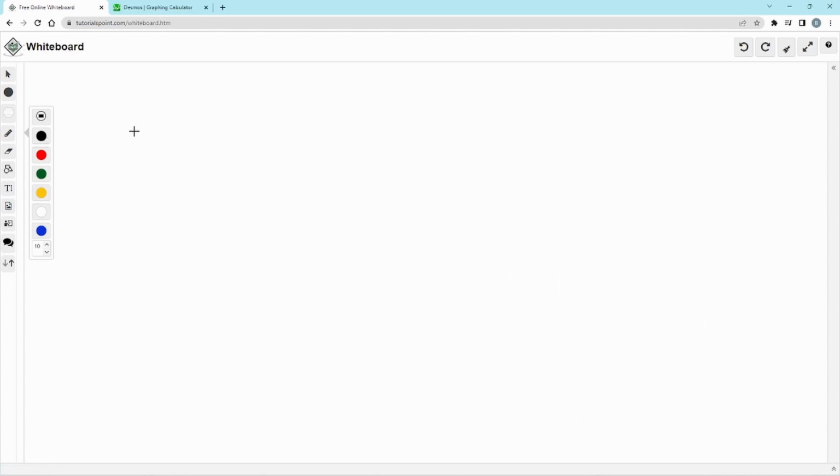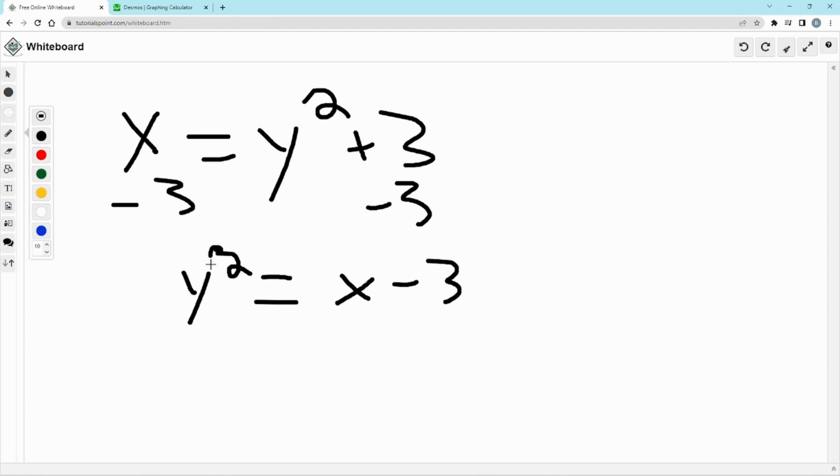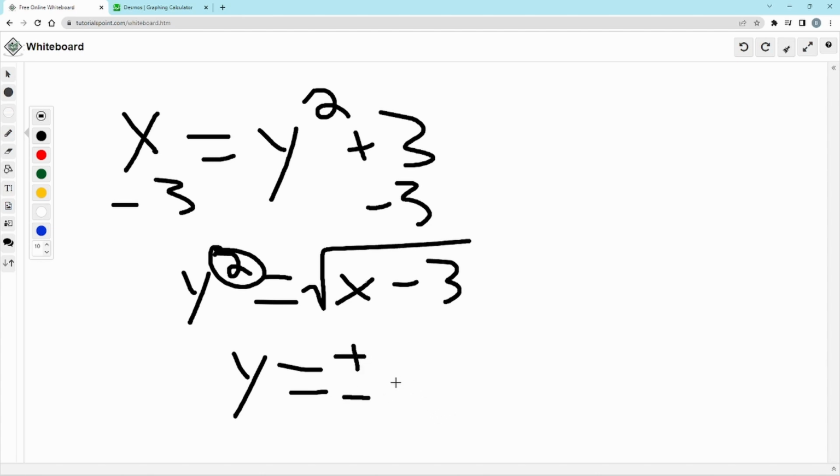Alright, so for the next example, we're going to have x equals y squared plus 3. So here, let's isolate y squared, so subtract 3. So we have y squared equals x minus 3. But we don't like this here, so we're going to square root this. So we have y equals. However, we just introduced a square root, so we have to add a plus or minus sign in front of it. Now I want you to remember that.